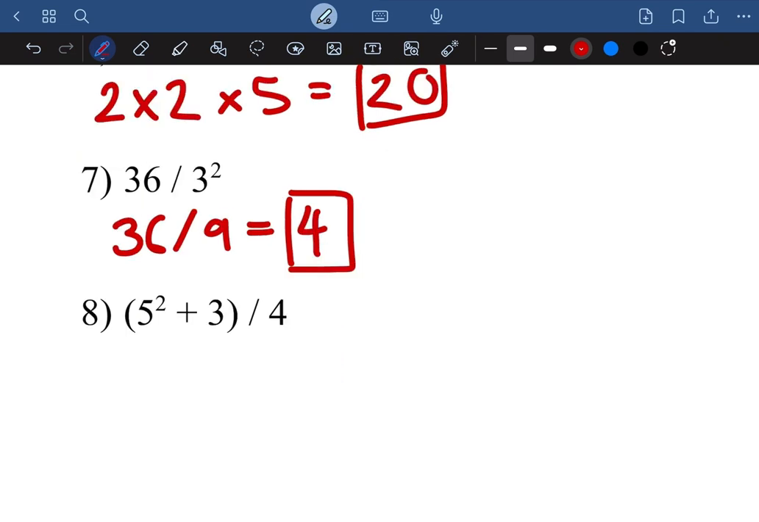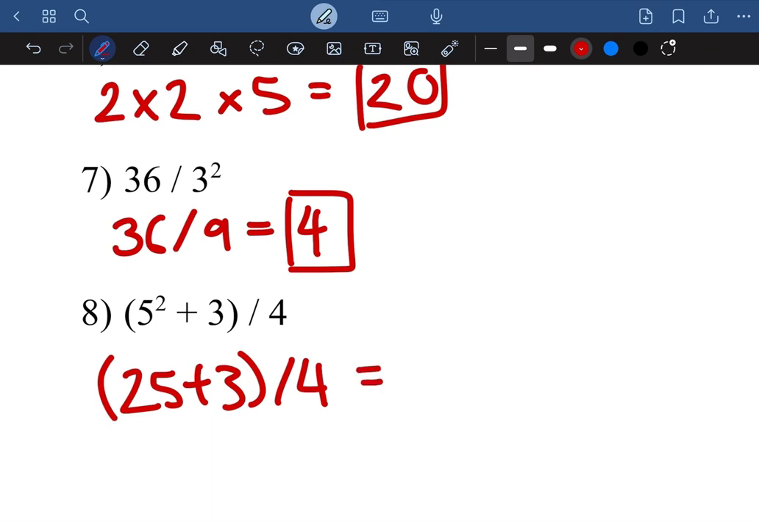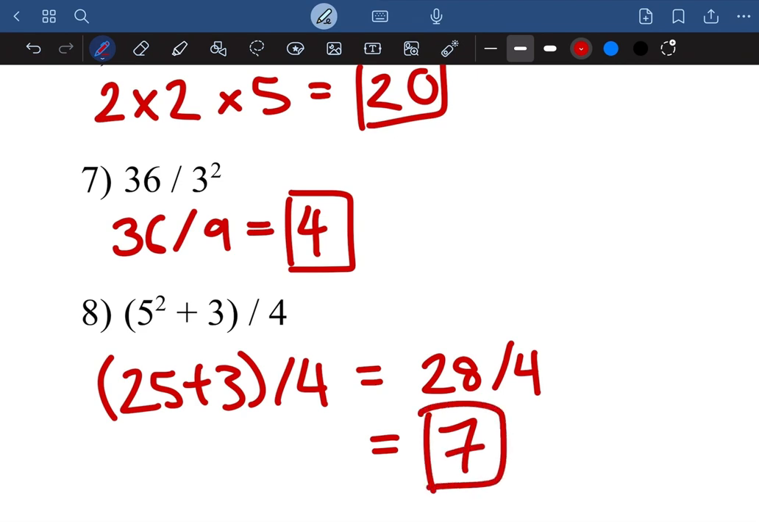Number 8, we have parentheses 5 squared plus 3 parentheses divided by 4. So again, we solve what's inside the parentheses first. And since exponents come first, we have to multiply 5 by itself 2 times, which is 25, plus 3 parentheses divided by 4. 25 plus 3 is 28, and 28 divided by 4 is just 7, so that will be your answer for number 8.